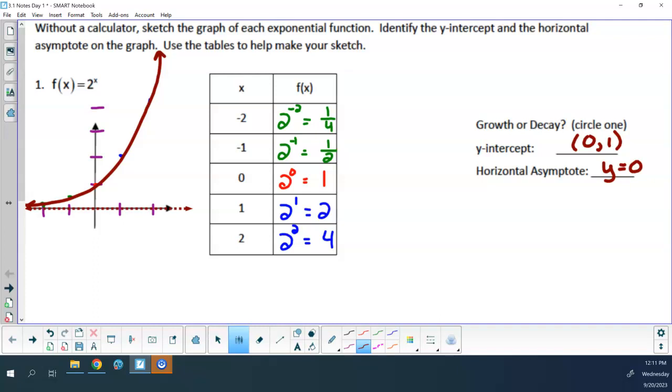Growth. Why growth? Not because of up, but because as we're going to the right, it's increasing. I could say the same thing for a decay, just up, because a decay goes up, but a decay goes up as you're going to the left. So you have to be more specific than just up. Up and to the right. Yes, it's growing as you're going to the right.